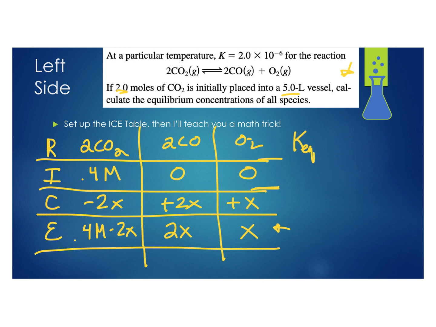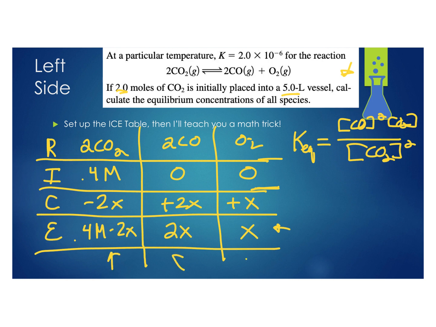So I'm going to start with my K EQ expression. Everything here is gases, so the products are CO squared times O2, over the reactants, which is CO2 squared. All right, so we're going to put in the equilibrium concentrations down here. We're going to make a small assumption, and that small assumption is that this equilibrium constant, as you'll see, is really, really, really small.